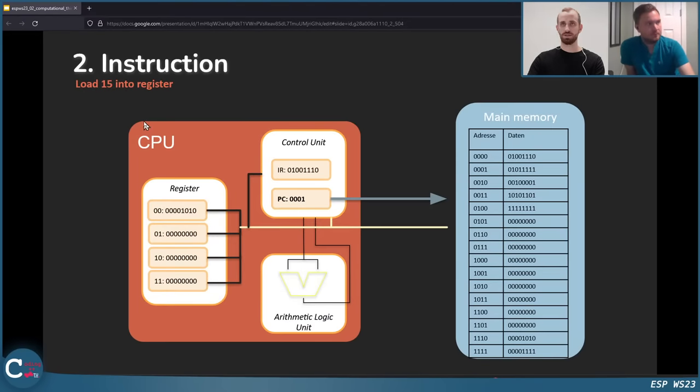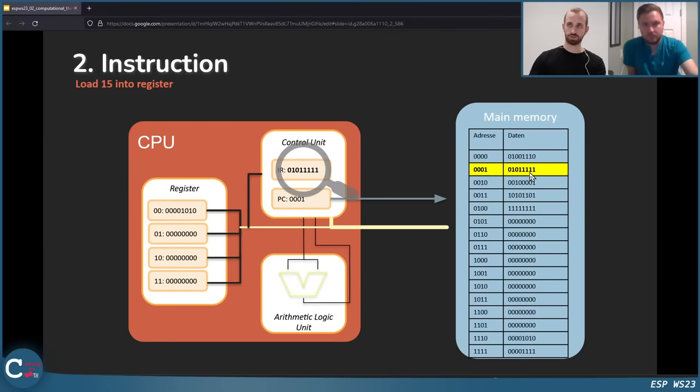The second instruction is pretty much the same. We now want to load the next number, because we want to calculate 10 plus 15. We have 10 already in the registers, and we also need the number 15 in our registers. Then we can do the calculation. But first we need this number in a register too. So we increase the program counter to 0001. The program counter just increments by 1. And then we have the next instruction.